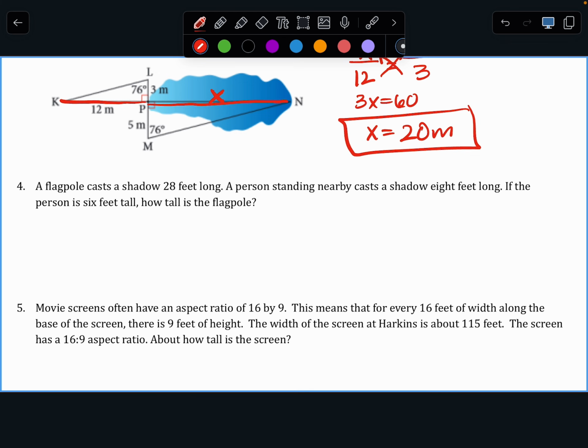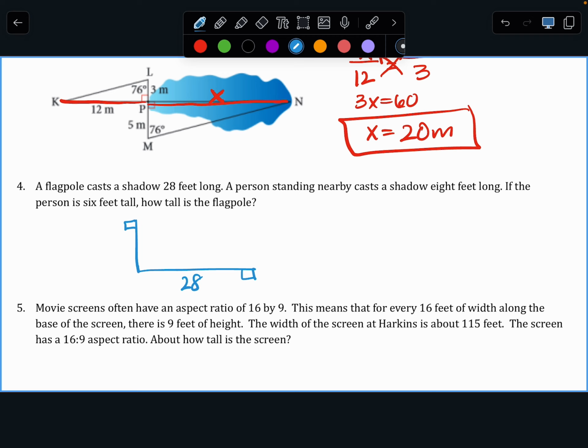This one doesn't have a picture. It just works better for me to draw the picture. Every time that I do this, I draw a picture. So I got a flagpole and a shadow. So the flagpole casts a shadow that's 28 feet long. How do I know that that's the shadow? Well, the shadow goes on the ground, which is horizontal, and a flagpole is vertical. So that's how I draw that.